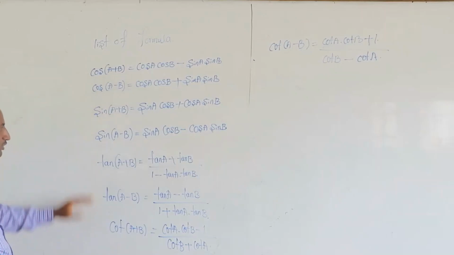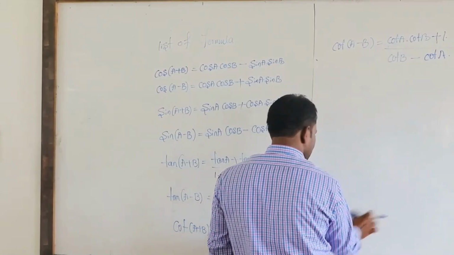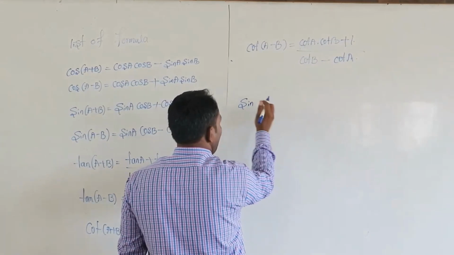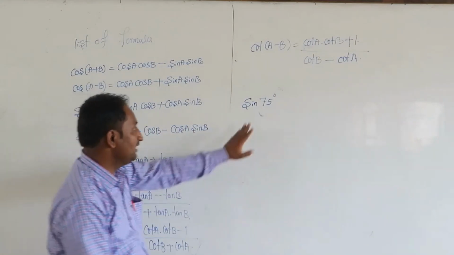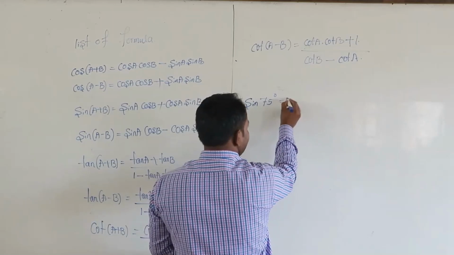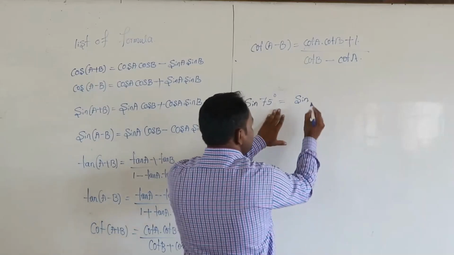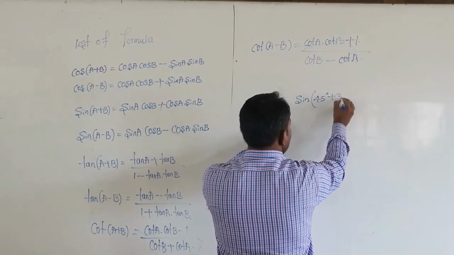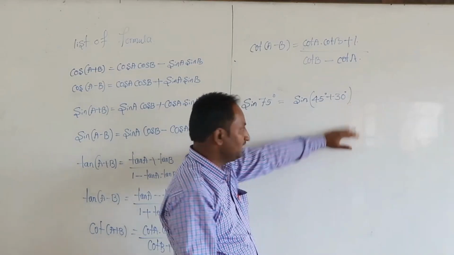We can use these formulas to derive some basic concepts, like finding the value of sine 75 degree. How to determine sine 75 degree? Sine 75 degree is equal to sine of 45 degree plus 30 degree.